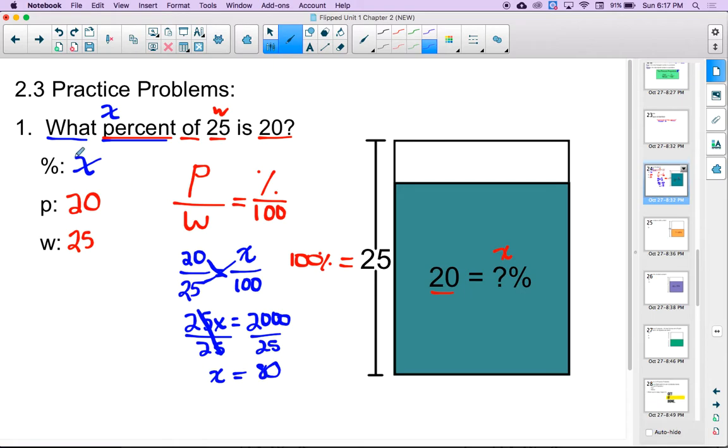Now just a reminder, we were solving for the percent. So our answer needs a percent sign after it, because we are answering the question, what percent of 25 is 20? If we go back to our diagram, 20 is 80% of our whole 25. And if you look at our picture, we have almost the whole rectangle shaded. We're slightly less than the whole thing, which is why 80% makes sense for us.